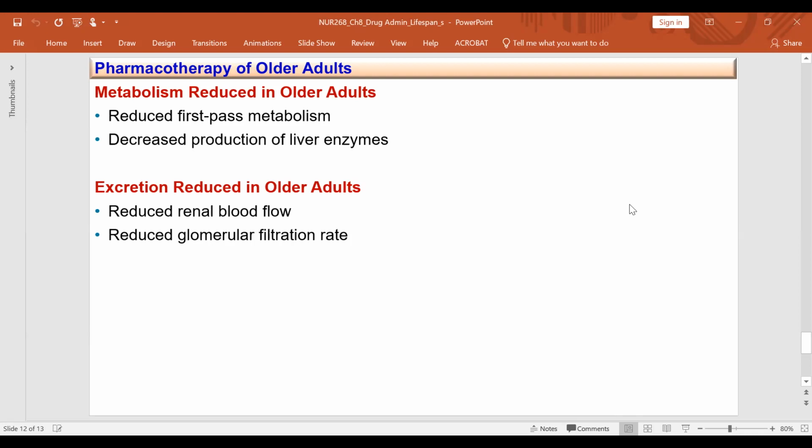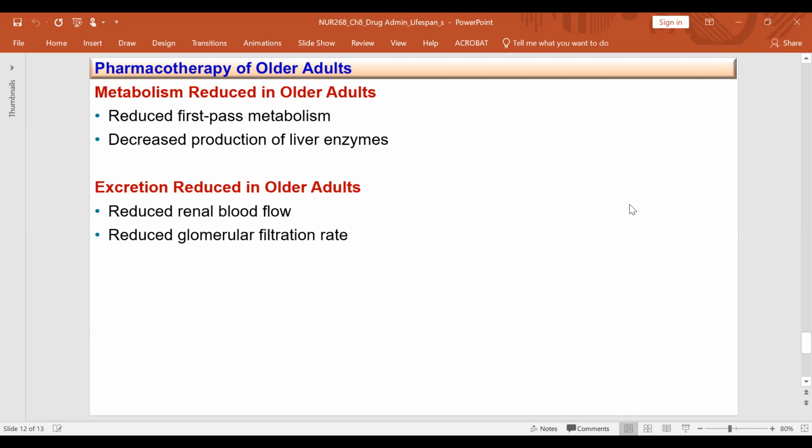Drug accumulation secondary to reduced renal excretion is the most important cause of adverse drug reactions in the older adult population. This is one of the most important concepts pertaining to drug toxicity and excretion in older adults: drug accumulation secondary to reduced renal excretion is the most important cause of adverse drug reactions in the elderly population.